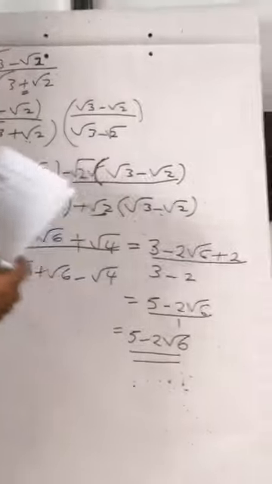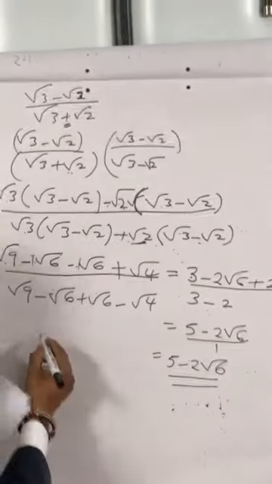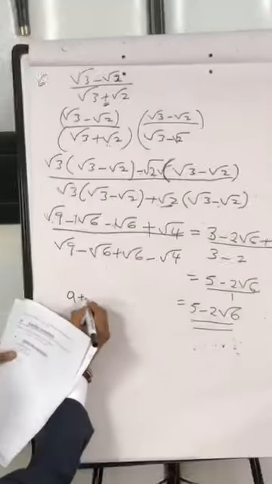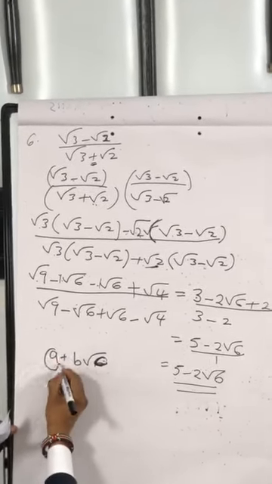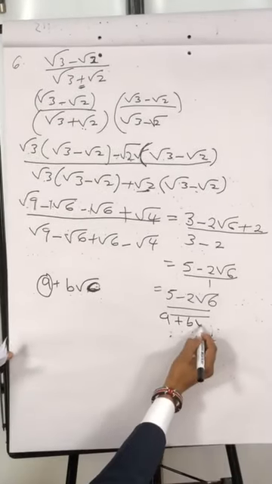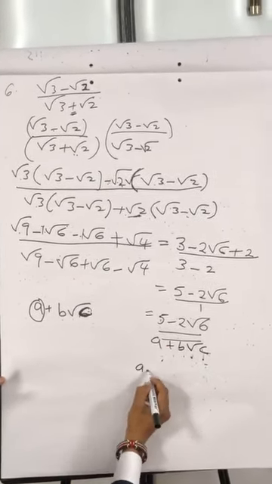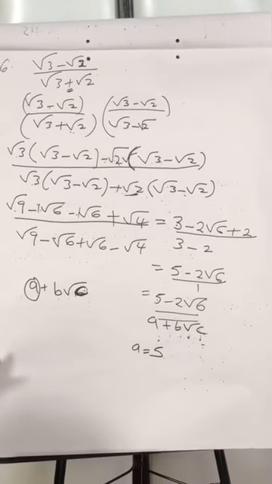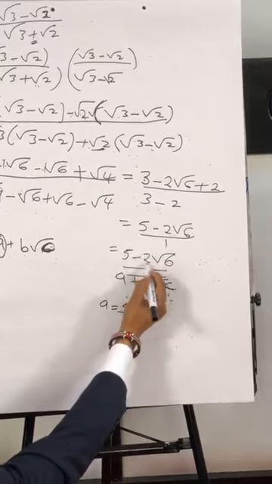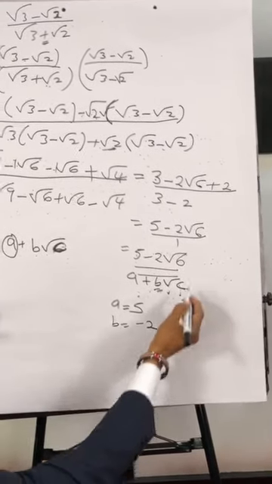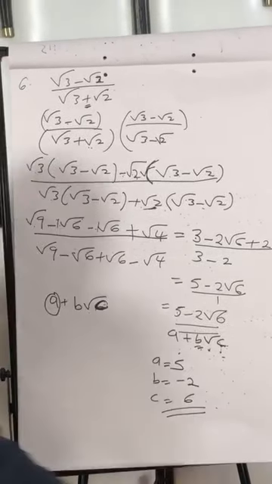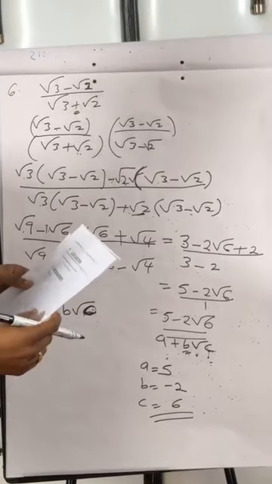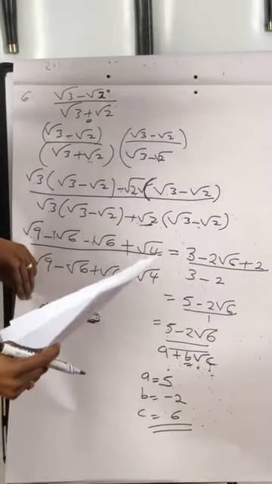This is our answer. But remember, we've been advised to write our answer in the form A plus B root C. So our value of A, you just write A is 5, to tell the examiner that you know. Then B is minus 2, and C is 6. So you have finished with the sum.